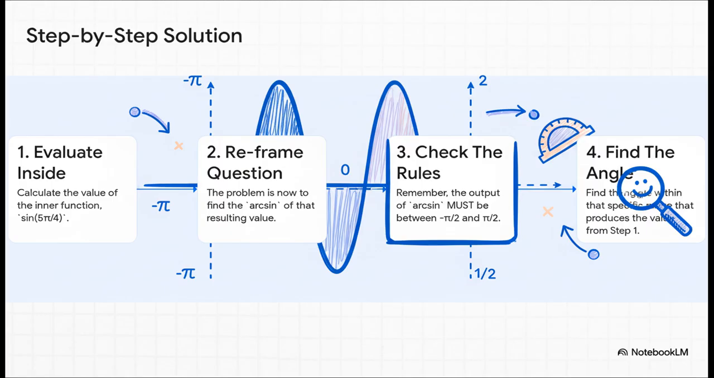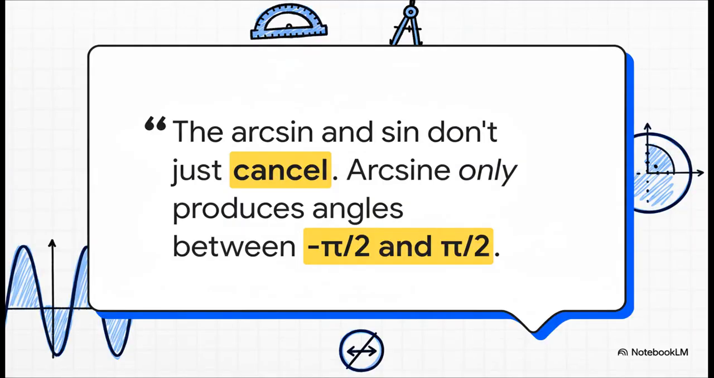Remember, the output of arcsine must be between negative pi over 2 and pi over 2. So, for our final step, we have to find the angle inside that very specific range that has a sine of negative root 2 over 2. And in that little window, there is only one possible answer, negative pi over 4. And that's it. That's the solution to the mystery.